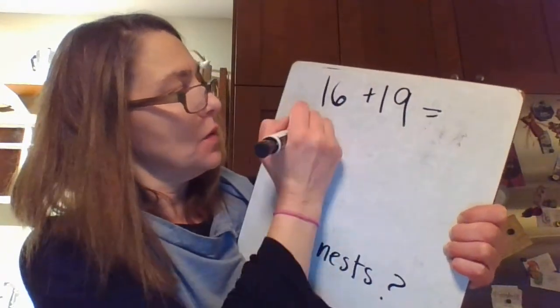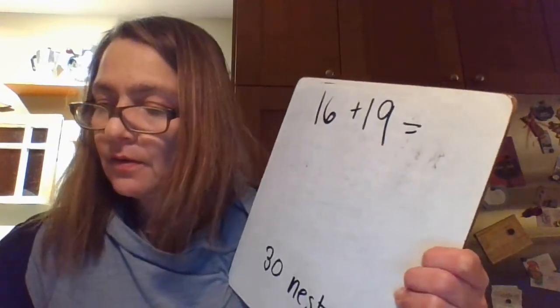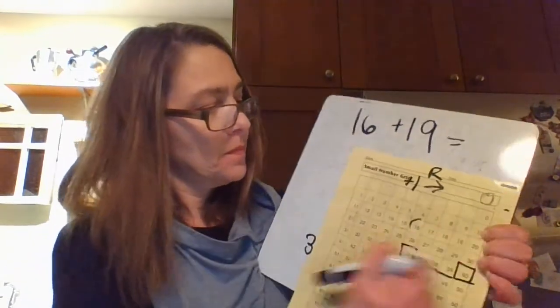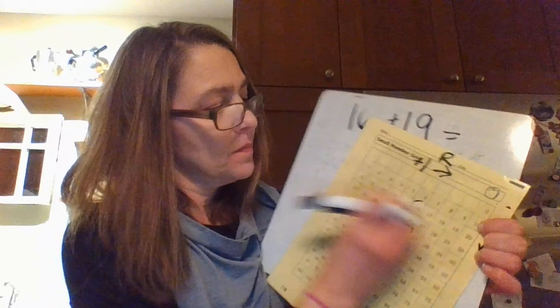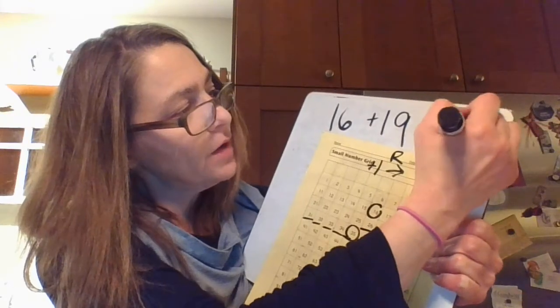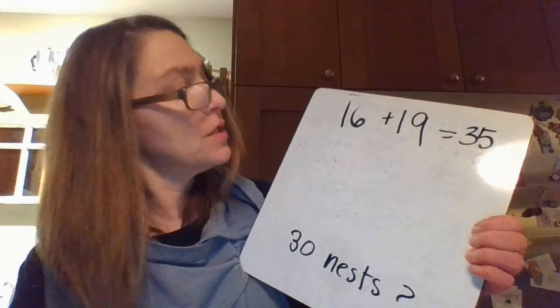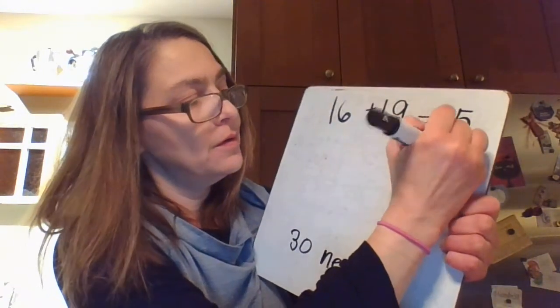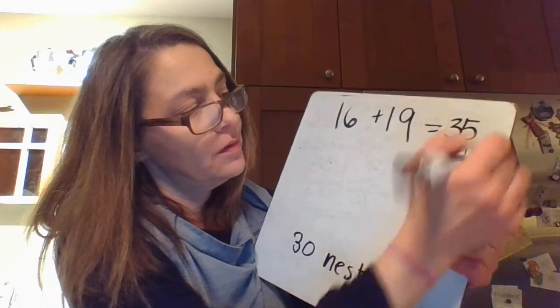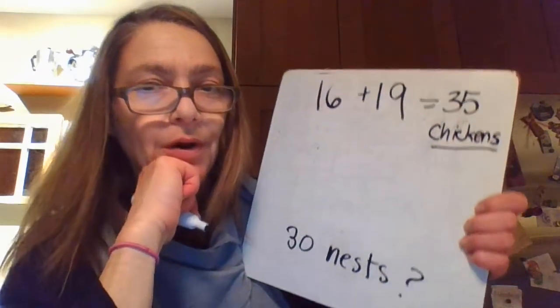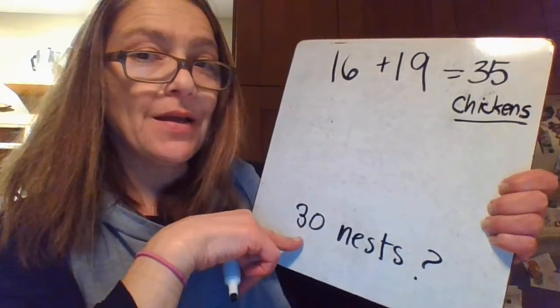16 plus 19. So I'm going to go to my number grid. And I'm going to find 16. So I have 35 chickens total. Now they want to know if 30 nests are going to be enough.